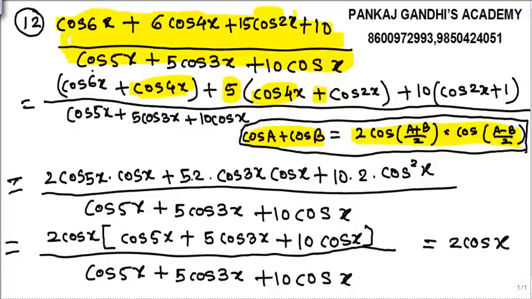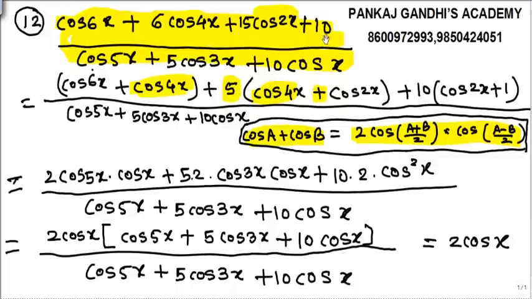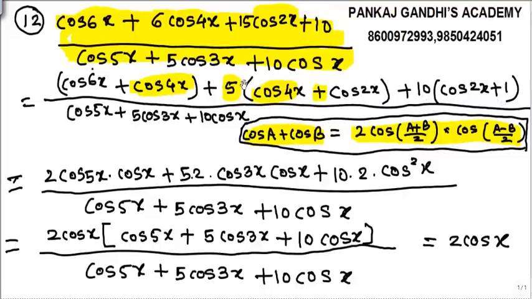So from this 15 cos 2x, we are taking only 5 cos 2x, and remaining is 10 cos 2x. So here we will write 10 cos 2x. Why? Because here only one 10 is there, so I can take out 10 common from this equation also. So this is 10 (cos 2x plus 1).